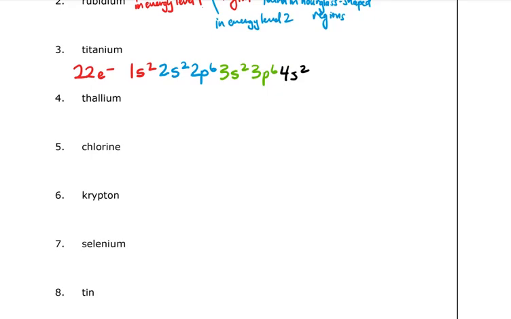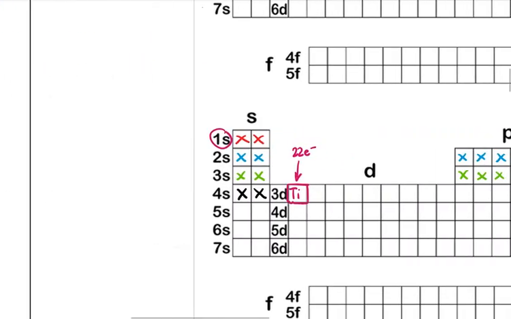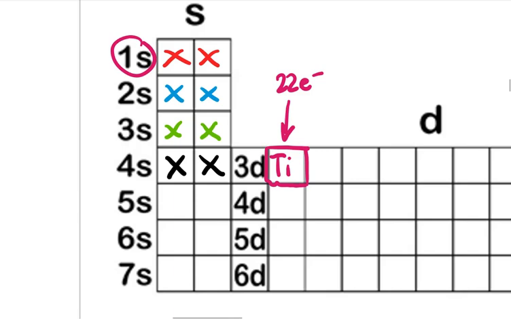Right, that's always the case. And that sort of was in the last video as well. Now that only gets us 20 electrons if we add up those superscripts. So what about the last two? And that's where we get right in here to 3d.